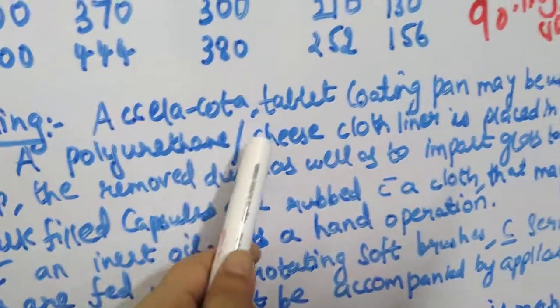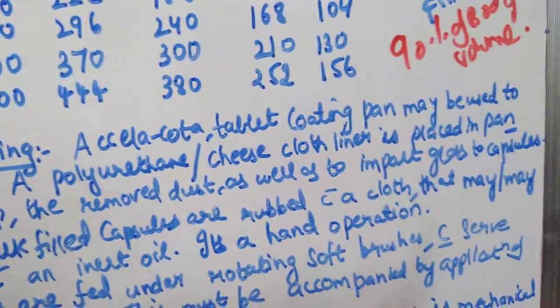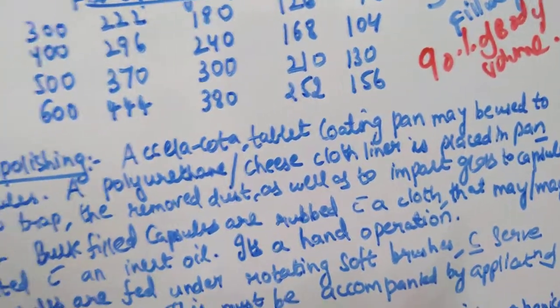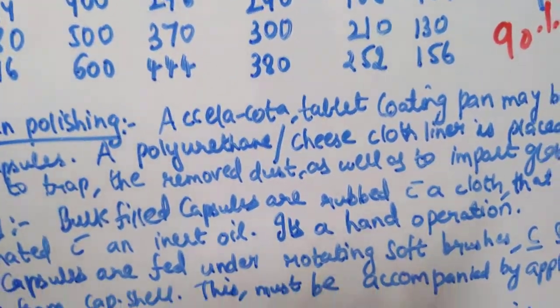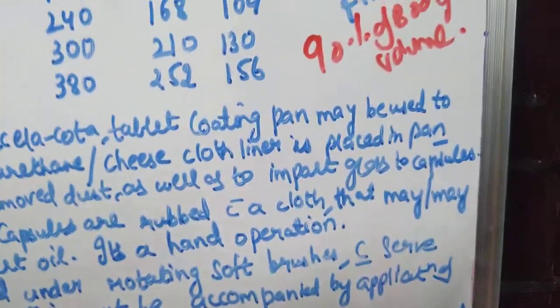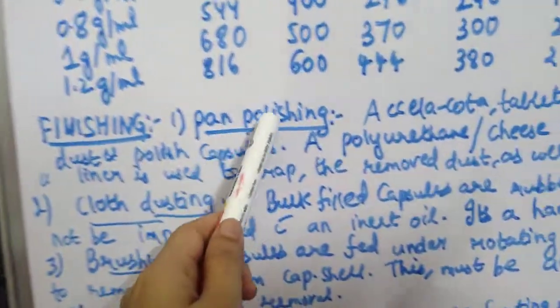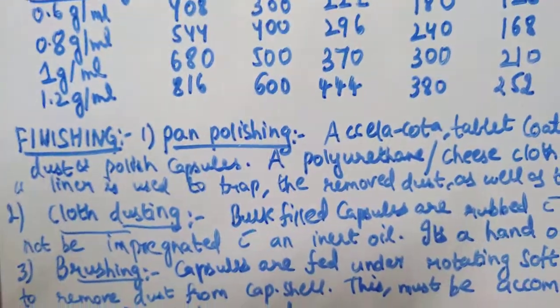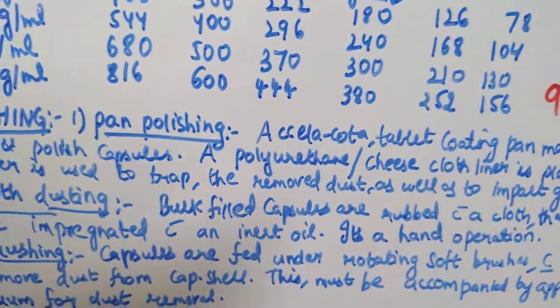A polyurethane or a cheesecloth liner. So you will have a lining inside that pan that is made of polyurethane, or you have a cheesecloth. That lining material will trap your dust. It is used to remove the dust, and it will also impart a gloss to the capsules. As the name indicates, in pan polishing you remove the dust and you also impart gloss to the capsules.